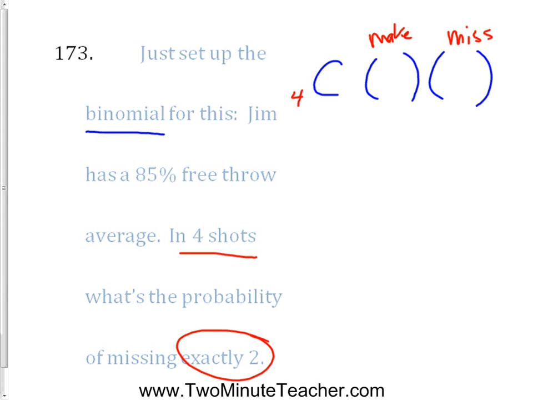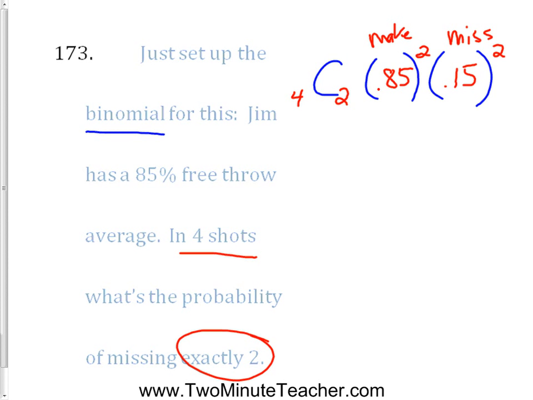And I'm going to say, out of 4 shots, I want him to make 2, and the probability of making it is 85%, making one of the shots anyway. And the probability of missing then is 15% chance. And then I want him to make 2 and miss, well, if he's going to make 2, he must miss 2. So there it is. I'd multiply that out, and it would tell me the probability that this would happen.